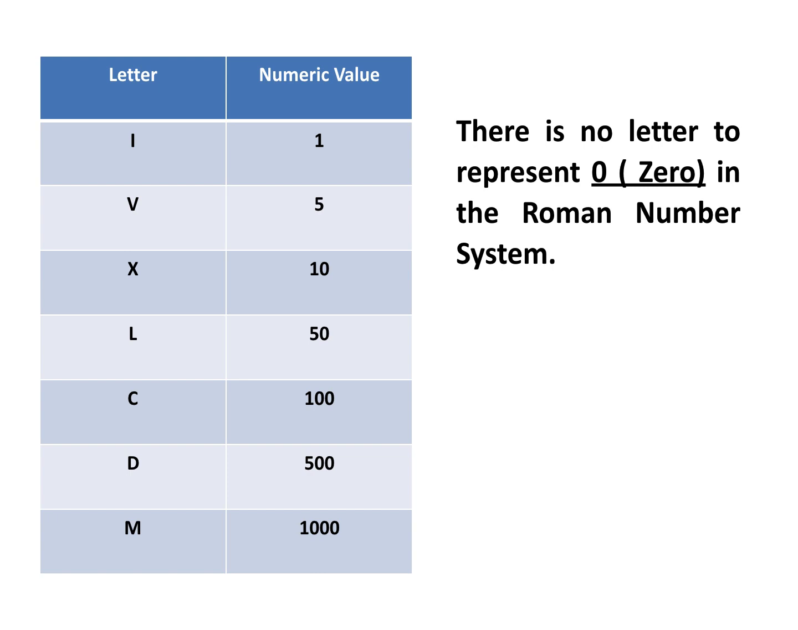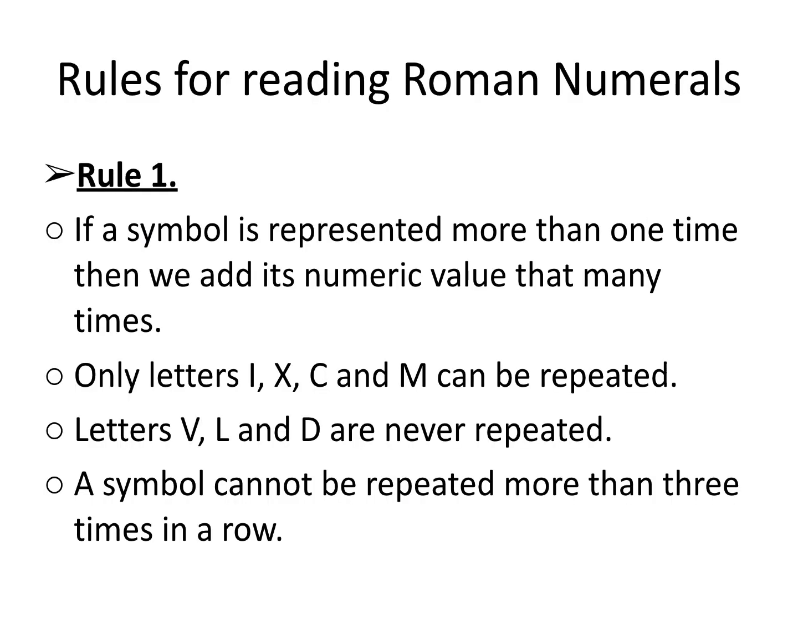For representing a number in Roman numerals, there are some rules. Mainly 3 rules are there. We can go to the next page. The first rule: if a symbol is represented more than one time, then we add its numeric value that many times.